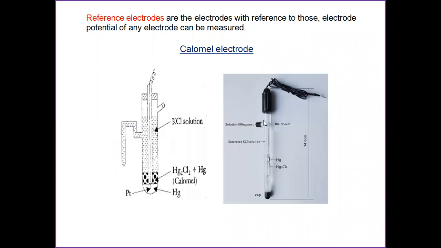As I already mentioned, the Calomel electrode is a reference electrode which can act as both anode as well as cathode based on the other electrode connected to it. That means if the other electrode preferably undergoes oxidation and acts as anode, then Calomel will act as cathode. On the other hand, if the other electrode connected acts as cathode, Calomel will act as anode. That is the meaning. So we will see what are the reactions that take place when Calomel acts as anode and when Calomel acts as cathode.